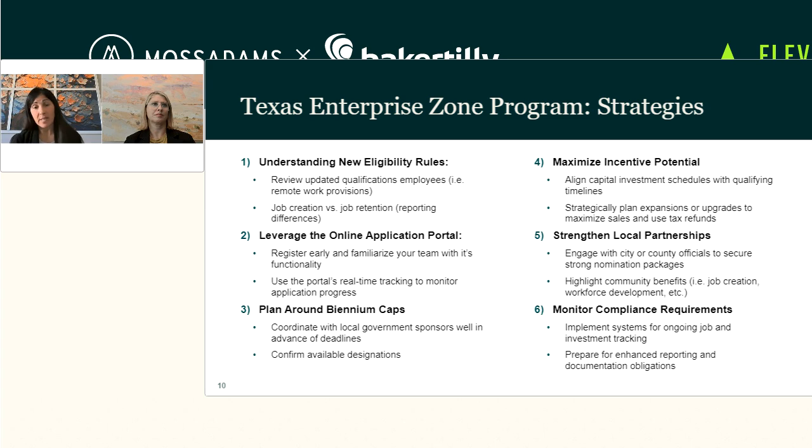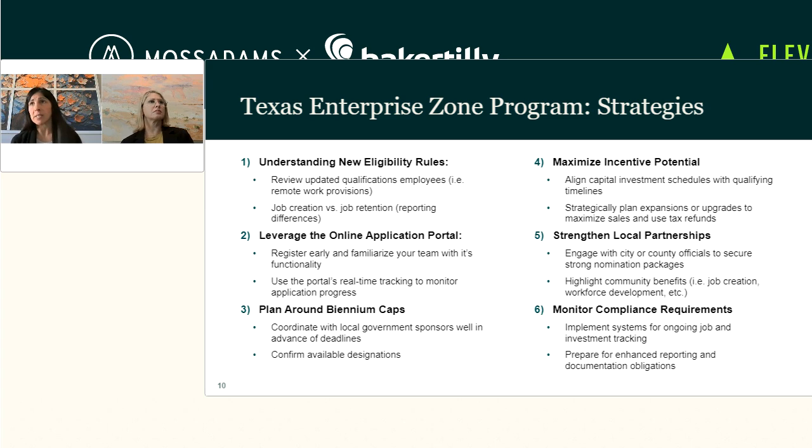Next, the incentive potential. I encourage everybody to look at their capital investment. You want to understand what a qualifying investment is, and if you're making that investment within a 5-year period. If you start to look at your investment and you realize a project may have started, the program does allow you to look back 90 days and recapture some of that investment. But again, you want to plan accordingly.